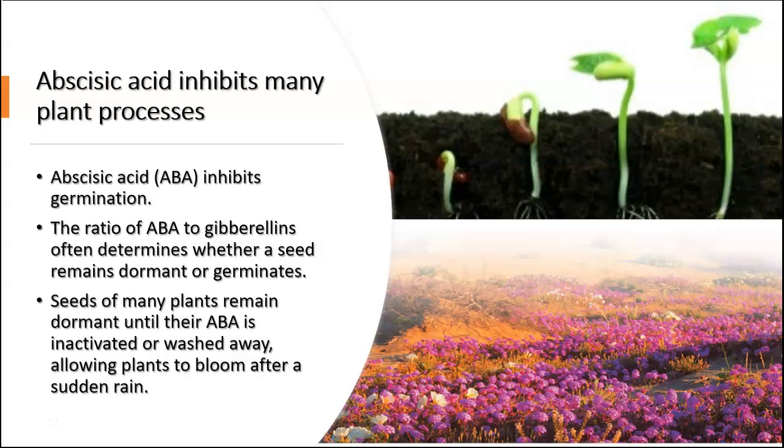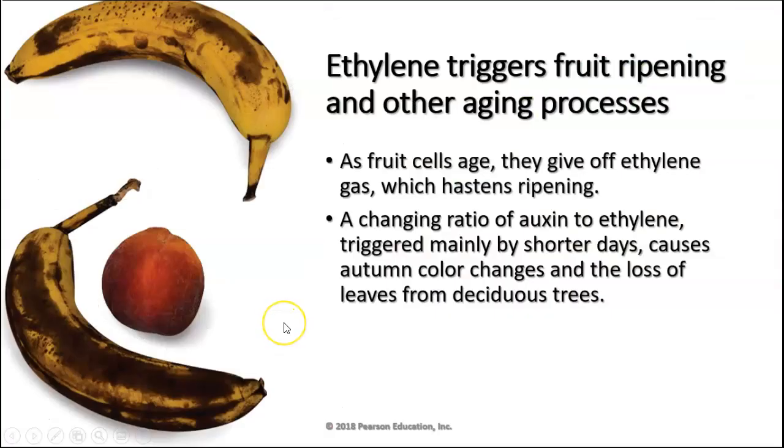Oftentimes you see the picture at the bottom here is of a desert that's in bloom. Oftentimes you don't see much color in a desert until it does rain, and when it does rain you have growth really fast and the production of flowers in a very, very big way shortly after a rain because the abscisic acid has been washed away from the seeds and allowed them to grow.